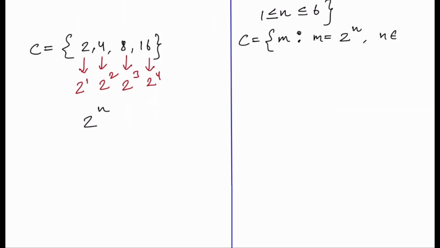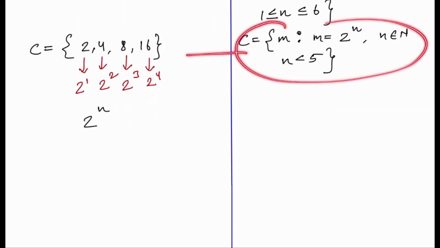n is a natural number, and also n is less than 5, because n maximum goes up to 4, not beyond 4. So we have formulated every element in terms of 2 power n, and we have given the restriction that n should be a natural number and n should be less than 5. This is the restriction. Now this is the complete set builder form for the given set.